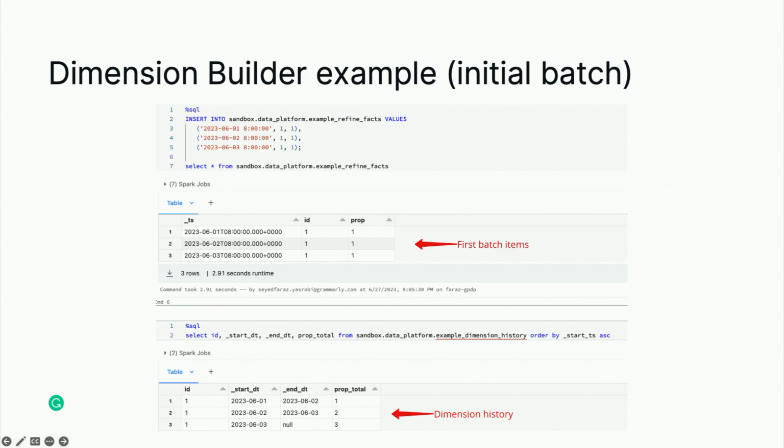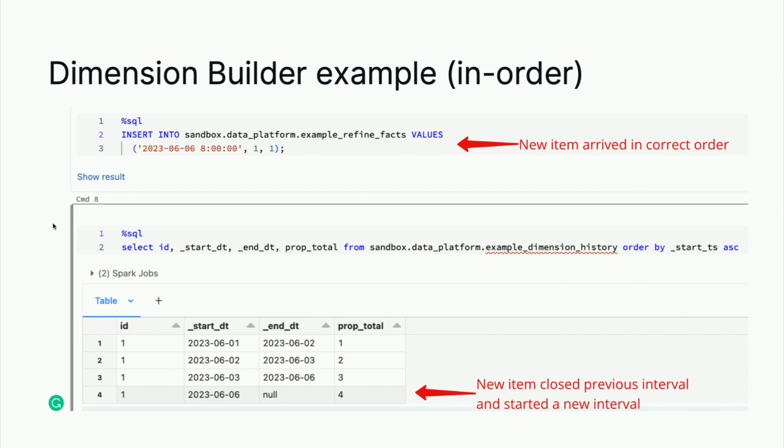Here I have an example of how this actually works in production. This is a demo example. Let's assume we created the fact table and inserted some information in it. There are 3 events there, all for user ID 1, and each of them is reporting property 1. When we build a dimension table, that just sums this value over time. As you can see, the property total for this user was 1, 2, 3, because each event incremented it by 1. What happens if new events come in order?